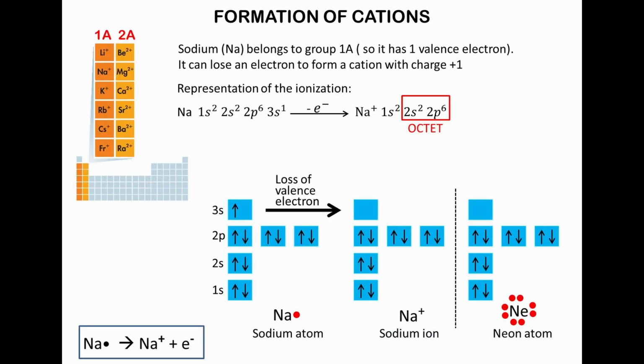A cation forms when an atom loses electrons. Let's have a look at the sodium atom. Sodium belongs to group 1A, so it has 1 valence electron. It can lose an electron to form a cation with charge +1. You can show the ionization by writing the complete electron configuration of the atom and of the ion formed. Notice that the electron configuration of the sodium ion is the same as the electron configuration of a neon atom. Both the sodium ion and neon atom have 8 valence electrons, in other words, the octet configuration. Using electron dot structures, you can show the ionization more simply.